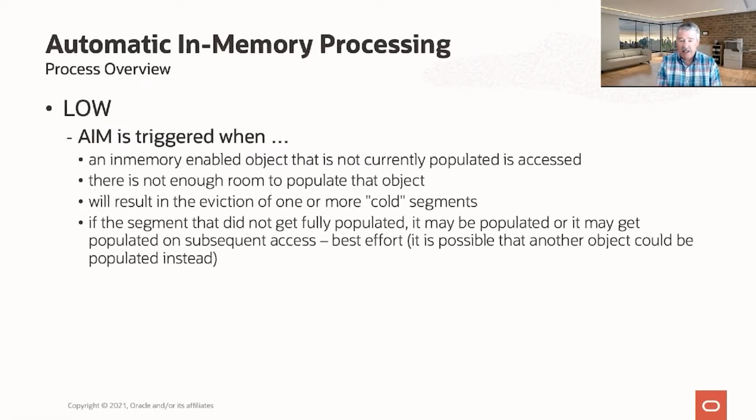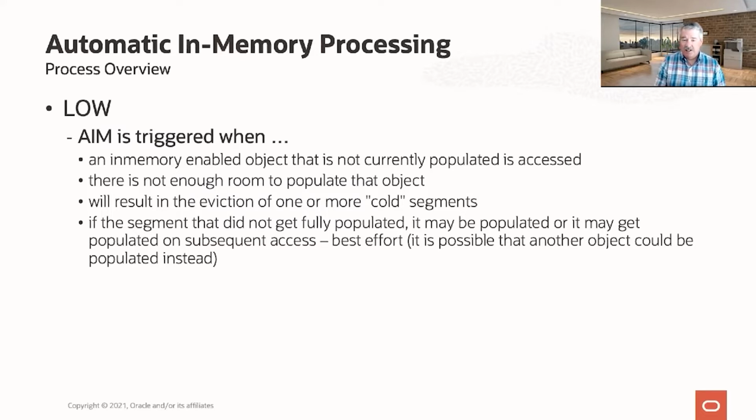So with in-memory automatic level set to low, when you populate an object, if it's based on this idea of access patterns, it can evict cold objects, or at least the least active objects, in order to make room for the object that you're actually accessing, if it's been accessed enough. So it's the least intrusive way to manage eviction versus population.